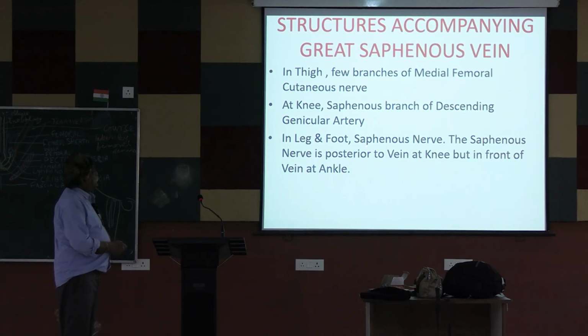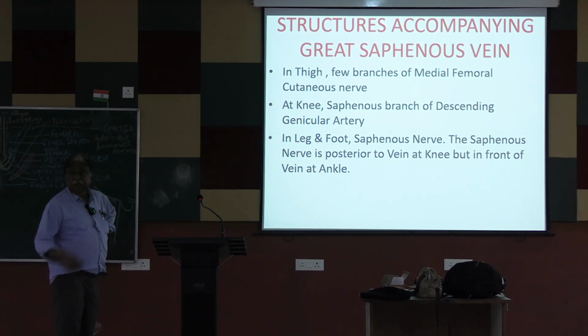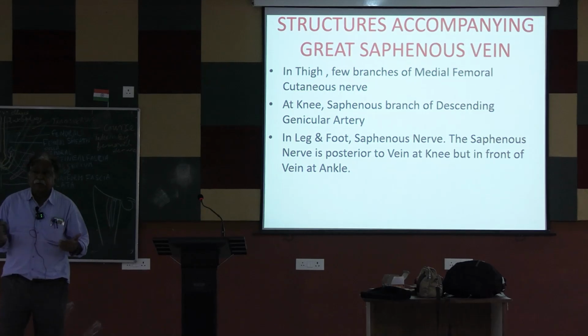In the leg and foot, the saphenous nerve is posterior to the vein at the knee, but in front of the vein at the ankle. When you dissect the body, or the prosected body is shown to you, please take your dissector and try to correlate.